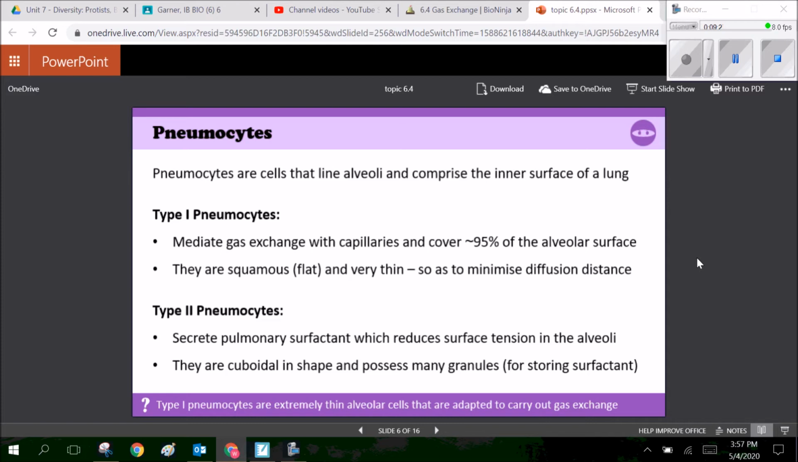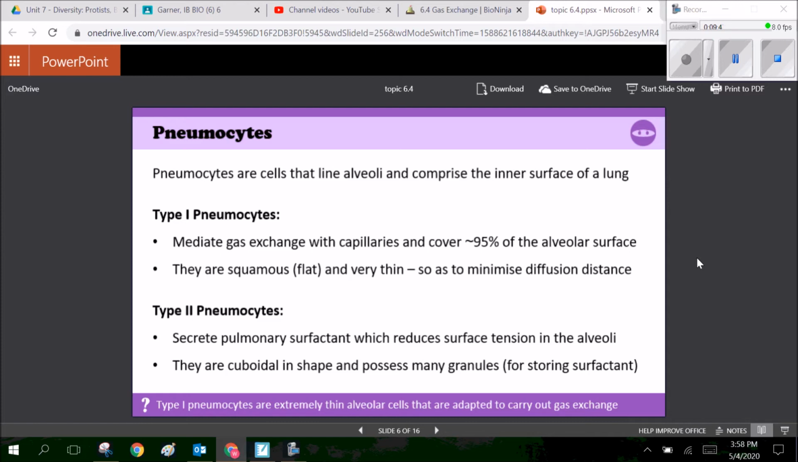Okay, so let's talk about pneumocytes, because why not? When we look at the surface of your alveoli, we're going to see a bunch of pneumocytes. Pneumocytes are basically where the gas exchange is going to happen, and they cover obviously most of your alveoli. We call them squamous. This is really important. Squamous is a terrible name, but it means that they're very thin.